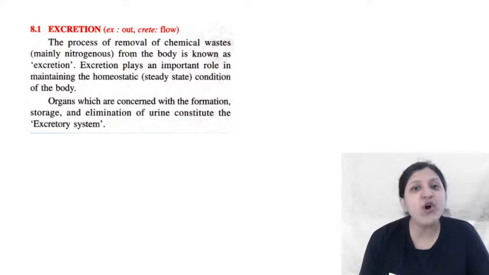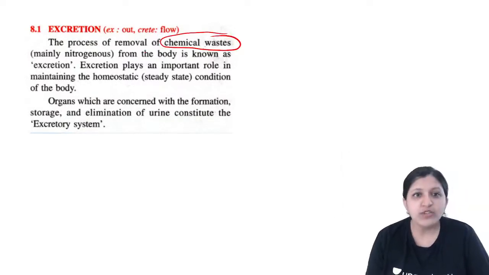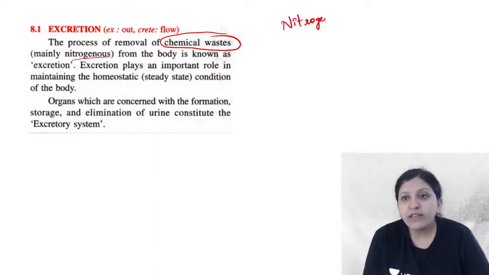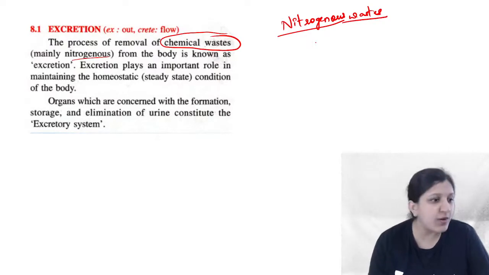Okay, so now moving on to the excretion part. The process of removal of chemical waste. So what are the different chemical wastes we will see? Mainly the nitrogenous type. What are the nitrogenous wastes that are there? If we are talking about the nitrogenous waste produced in different organisms, what will happen? So there is a nitrogenous waste.